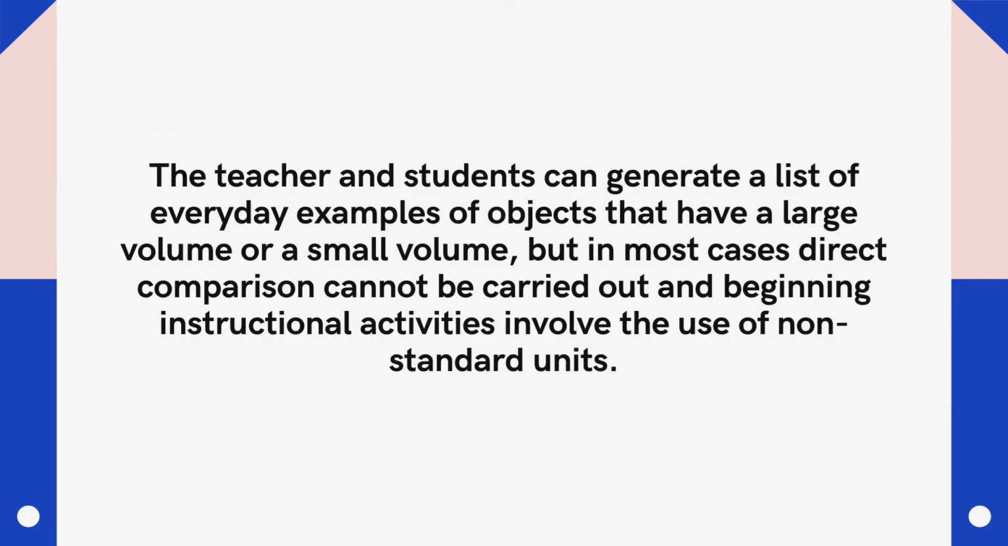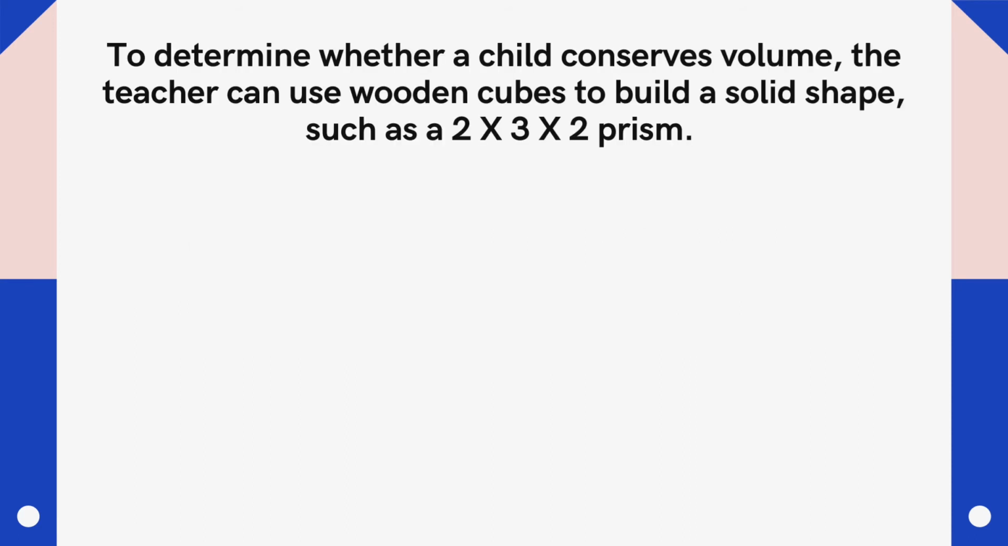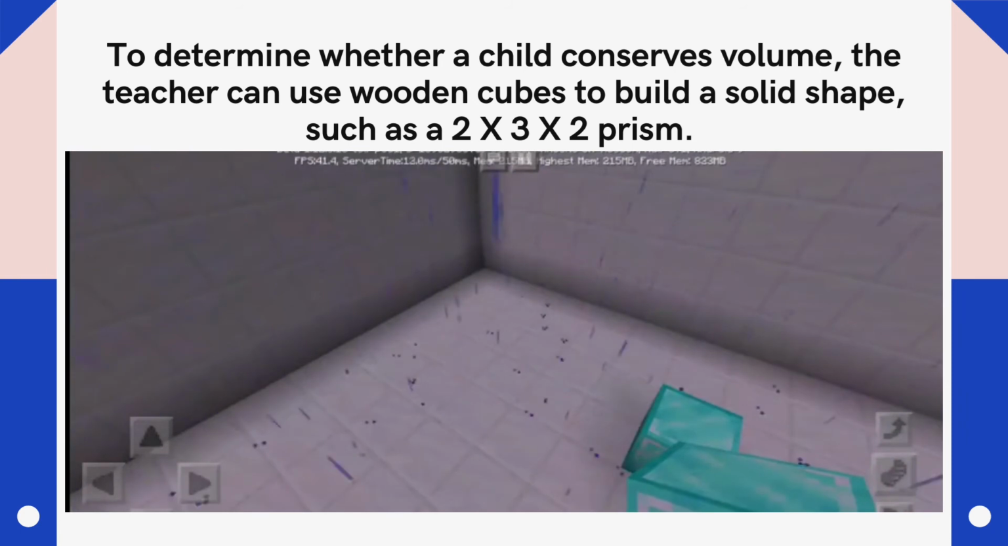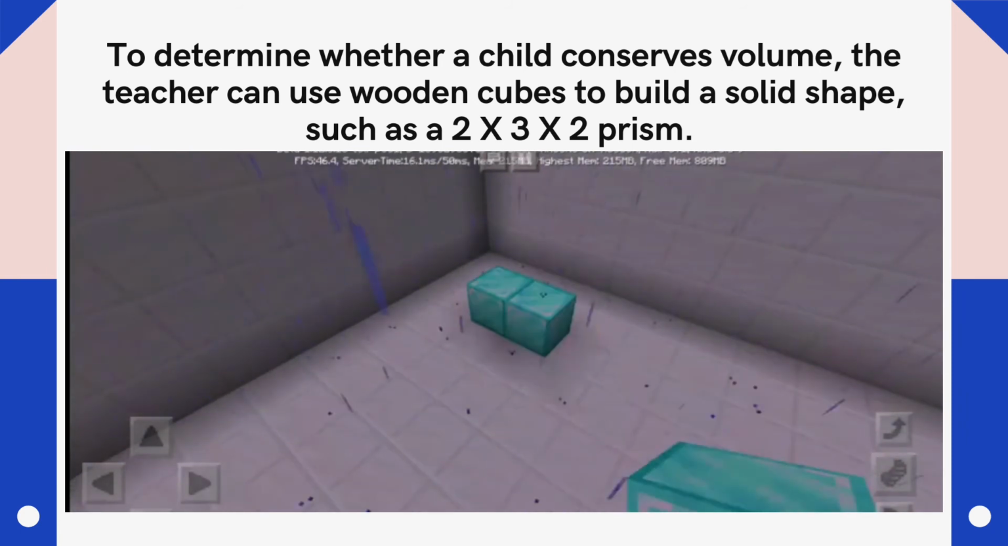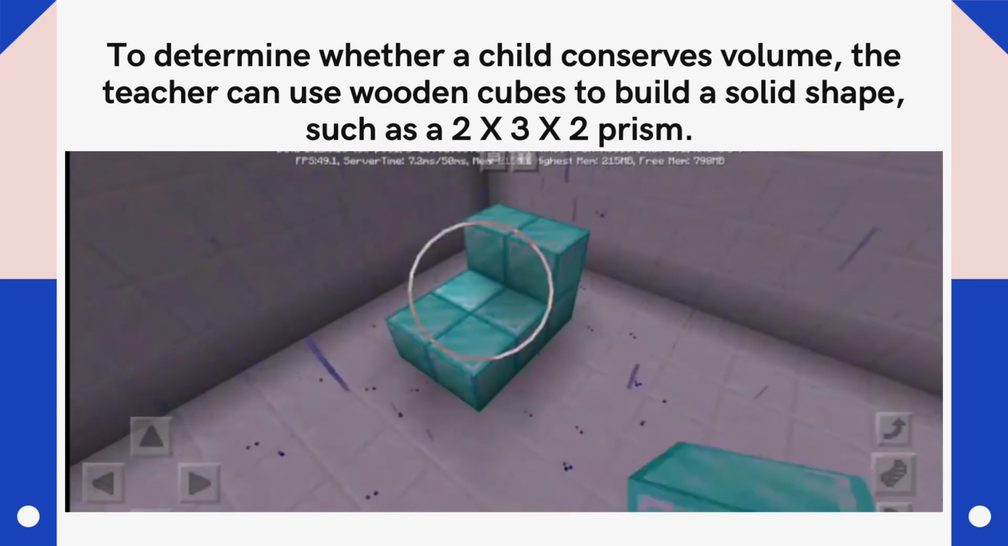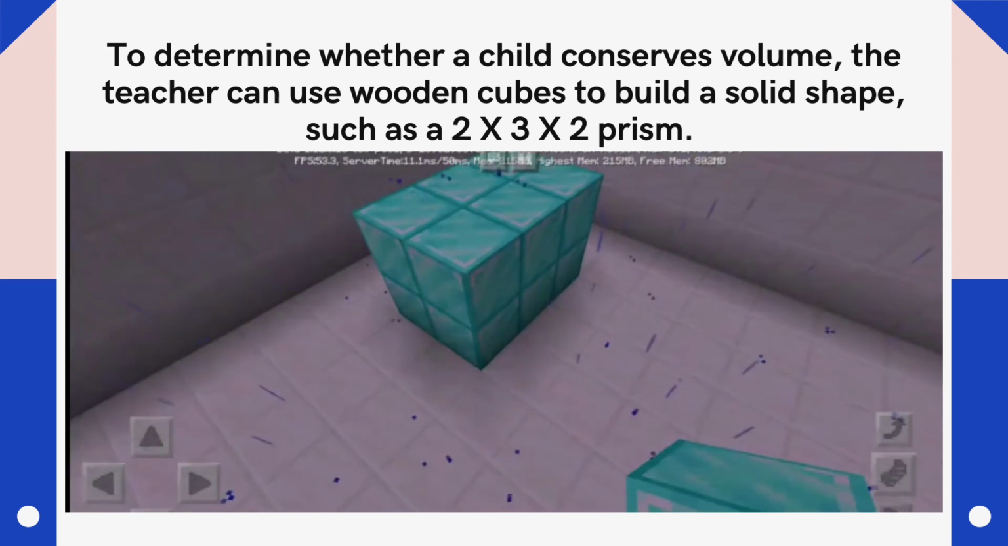Teacher and students can generate a list of everyday examples of objects that have a large volume or a small volume. But in most cases, direct comparison cannot be carried out, and beginning instructional activities involve the use of non-standard units. To determine whether a child conserves volume, the teacher can use wooden cubes to build a solid shape such as a 2 by 3 by 2 prism.